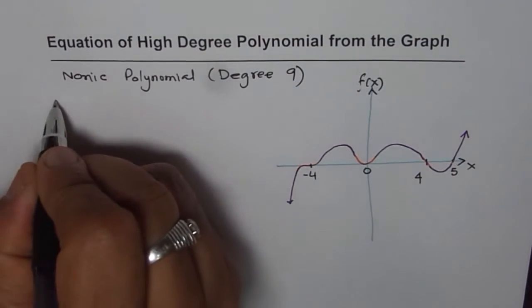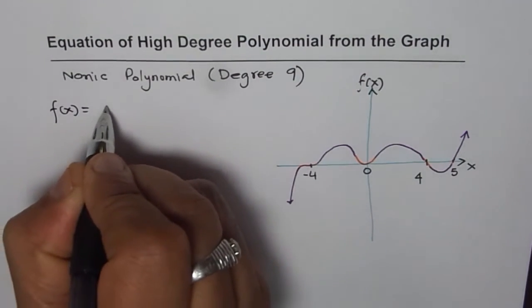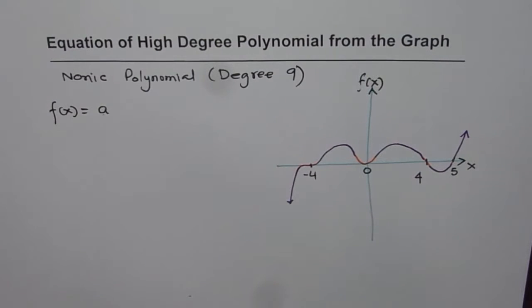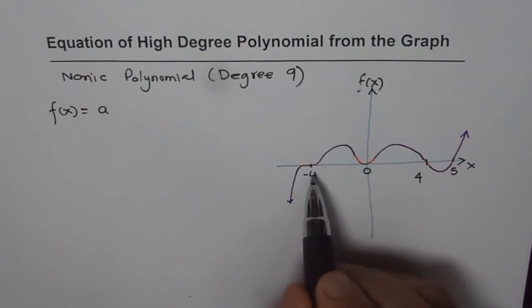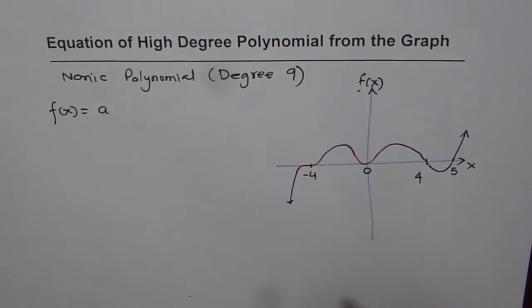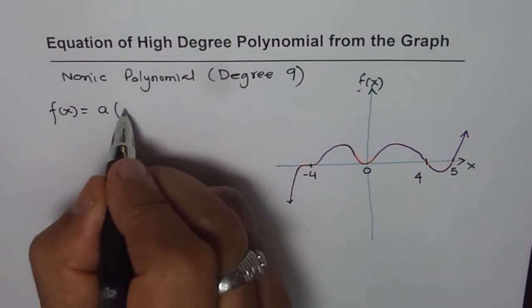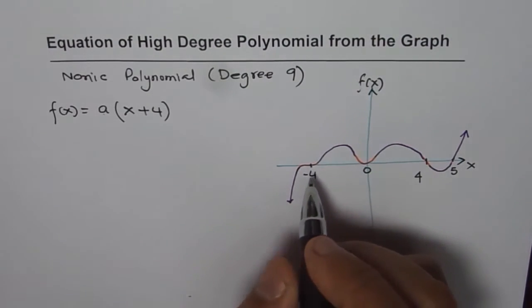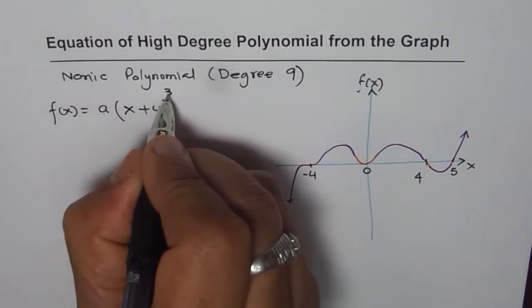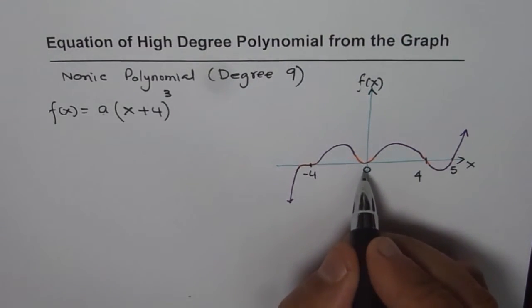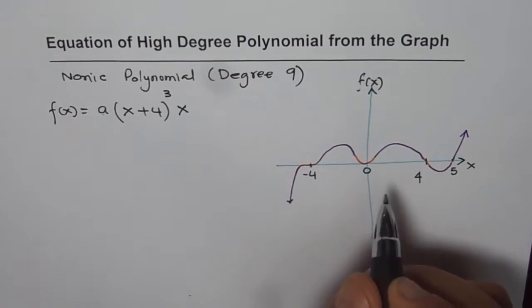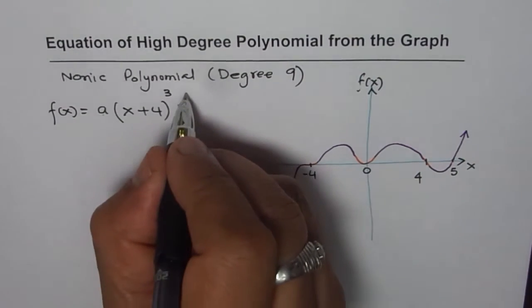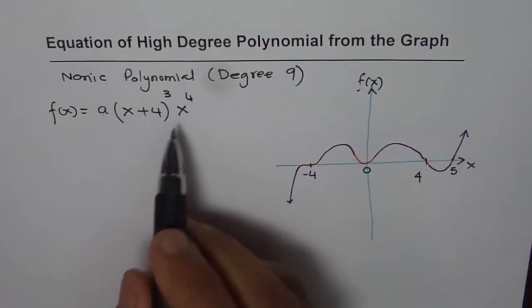So one of the equations could be f of x equals a times, it is necessary to write a, since there could be many graphs going through these zeros with the given characteristics, right? Now, the first zero will give me a factor of x plus 4, and for the first time we'll take an equation where this is cubic, so we'll have 3 here. The second one is at 0, so x minus 0 is x, and since we want a degree of 9, we decided we'll make it 4, not 2, right? So it could be 2, 4, 6, right? So we'll take it 4.